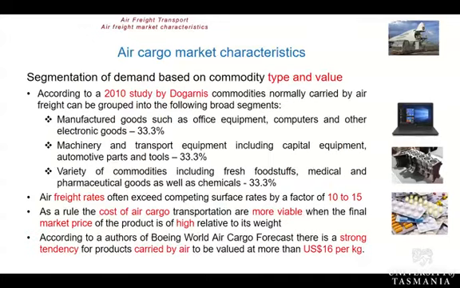Now, according to the authors of the Boeing World Air Cargo Forecast, they found that, on average, there's a strong tendency for goods to be moved by air if they were valued at more than 16 US dollars, which is about 14 euros. So what they said is that that's the nominal value when using air cargo: the value of the product is $16 or 14 euros.